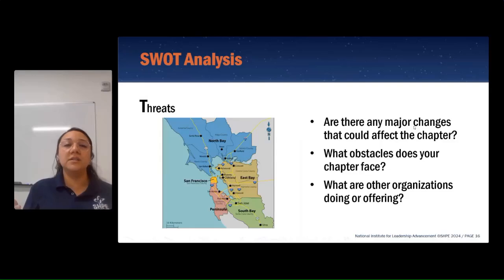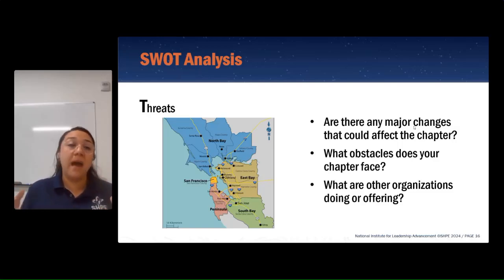For T, for threats, also an external factor, ask yourself, are there any major changes that could affect your chapter? What are some obstacles that your chapter might be facing, or any organizations around you that could offer assistance to your chapter? An example of a threat at our chapter is our territory.